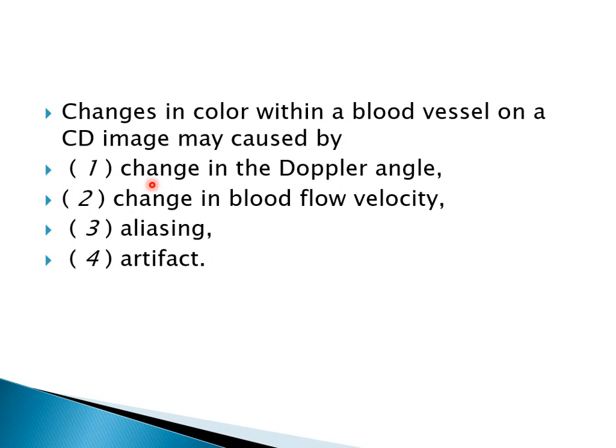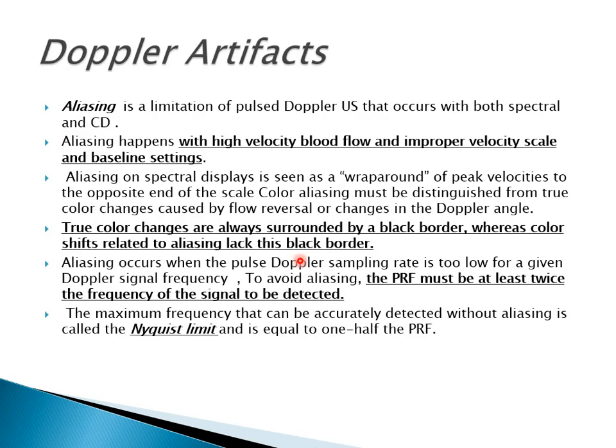We talked about this. Change in the color within the blood vessel on the color Doppler image can be caused by changing the Doppler angle, which, as we said, should be less than 60, by changing the blood flow velocity, and by aliasing and artifacts, which sometimes affect the color Doppler.